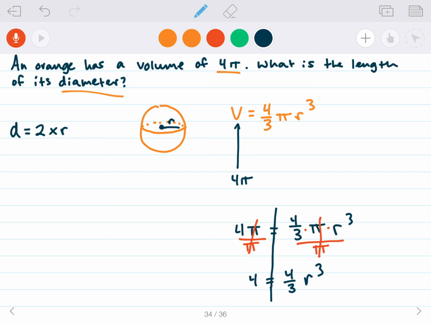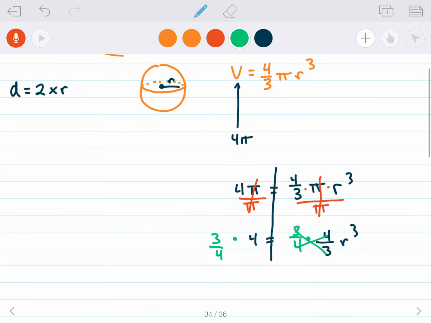And at this point, I want to isolate r cubed. So what I can do, and maybe I'll rewrite this to make it a little bit more clear, is multiply by the reciprocal of this to clear out to 1. Or if you prefer, you can divide both sides by 4/3, but note that that's the same thing as multiplying by 3/4. It's literally the same exact thing. So that clears on the right.